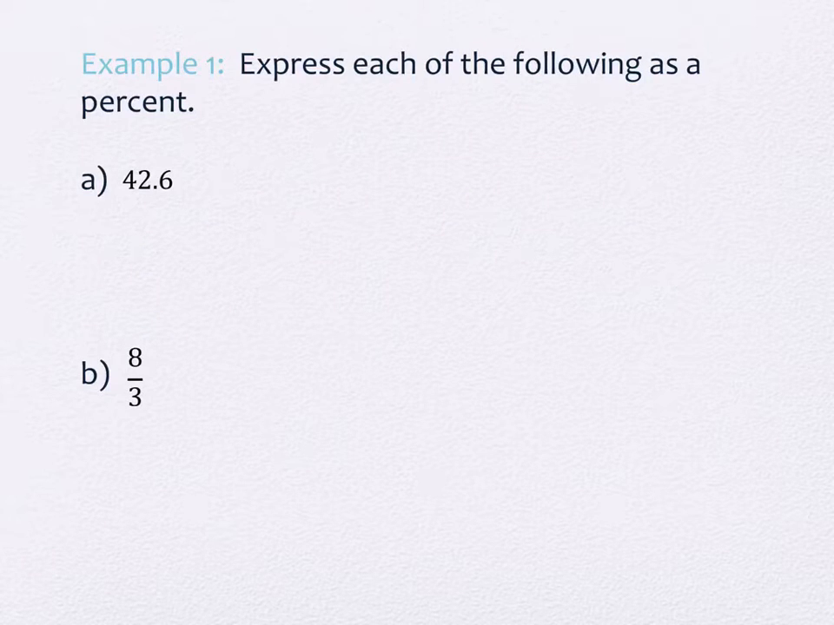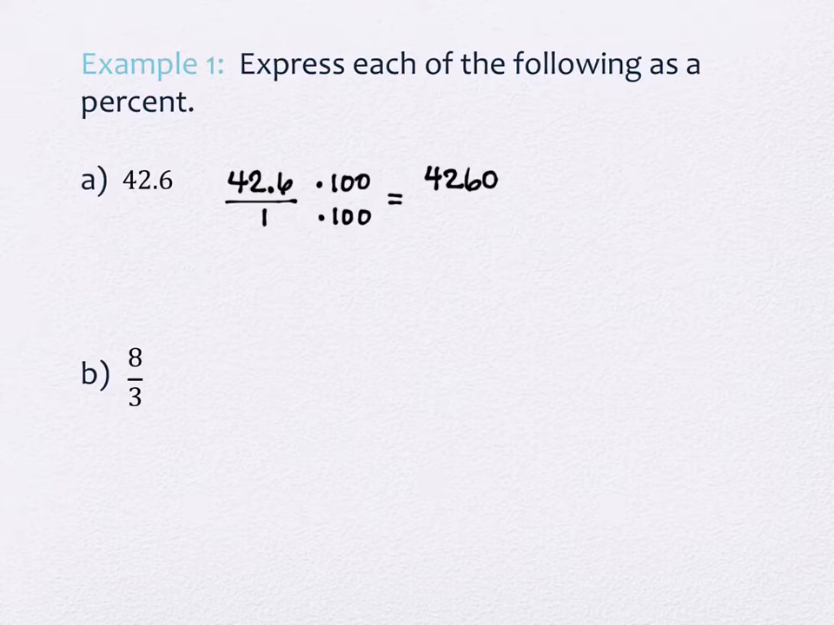So our number is 42.6. For example 1, we're asked to turn this into a percent. If you think about writing 42.6 over the number 1, we're going to multiply it by 100 to write it over 100. This is like method number 1, just so you can see it worked out. This makes it 4,260 on top, over 100, which gives us the percentage as 4,260%.